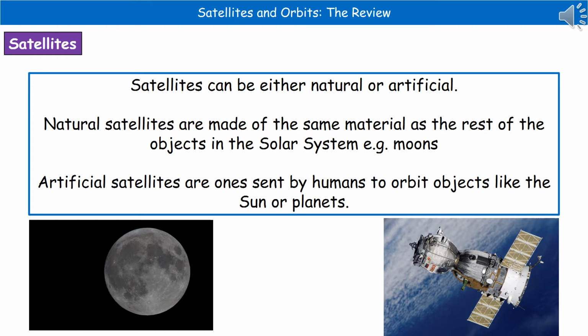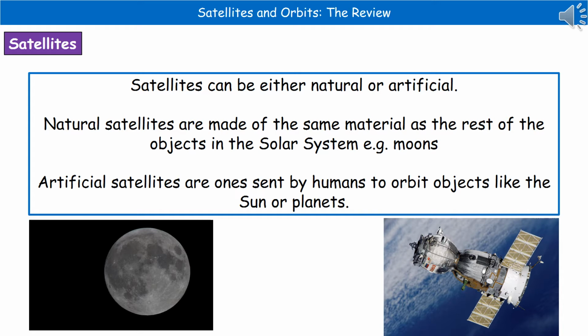So the first thing we need to know is that when we're talking about satellites, we're talking about something that may be natural or artificial. A natural satellite is things like the moons, as you can see in the bottom left there. The key thing about natural satellites is that they're made from the same material as the rest of the objects in our solar system.